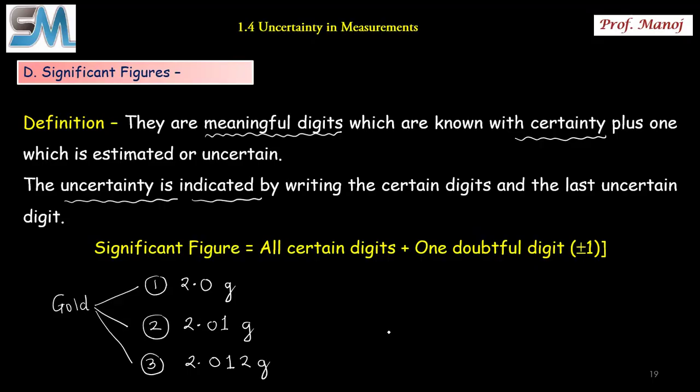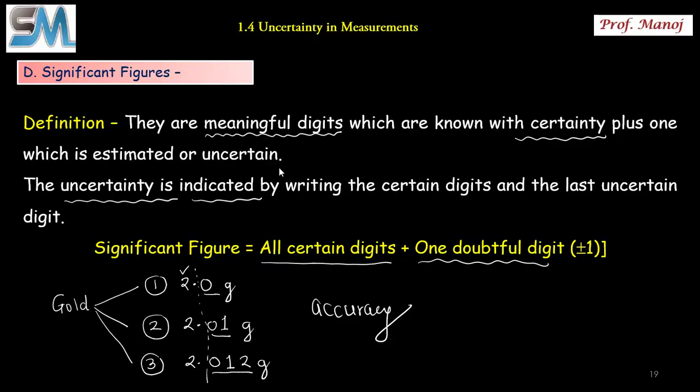2.012 gram. Now you can understand everywhere the number 2 was coming same. And the numbers rest after the decimal point are changing as per the accuracy of the device. So over here, the certain digit is definitely 2. And the doubtful digit what you see are after the decimal point. That means in case number 1, the balance was not a very accurate one. It gave only that much result. This tells us about the information about significant figures.